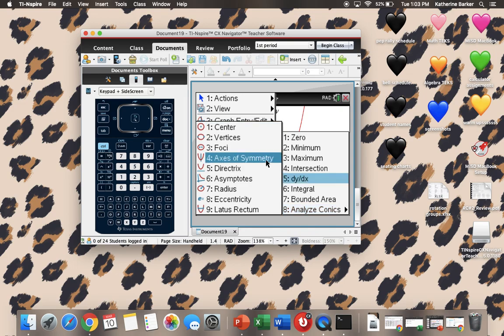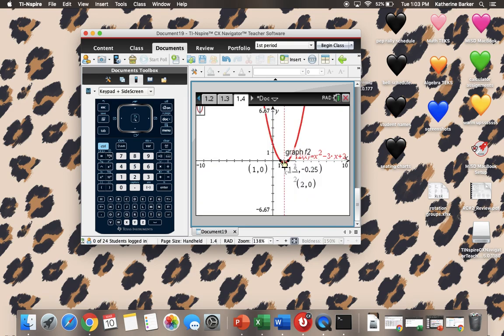Oh, axis of symmetry. Let's do that one. Okay, remember axis of symmetry goes right down the middle of the parabola. So I'm just going to click and boom. Right here is my axis of symmetry. Let me move it over so you can see it. X equals 3 over 2. So the axis of symmetry goes right down the middle of the parabola.